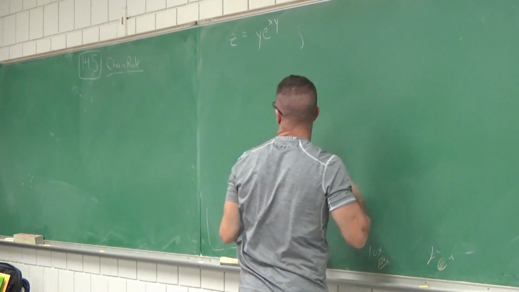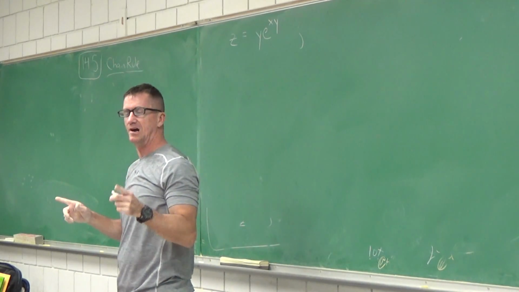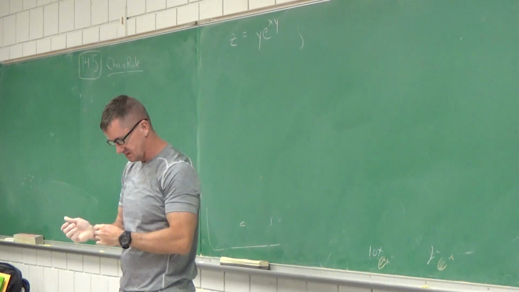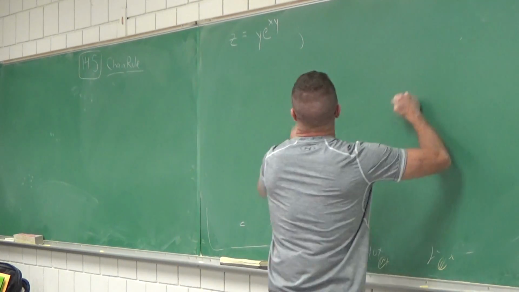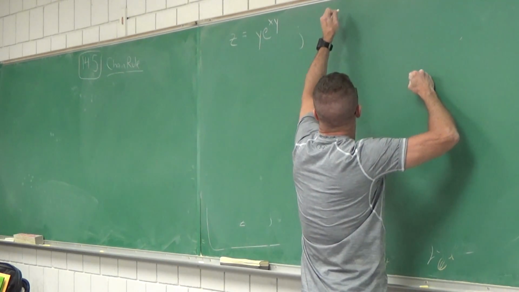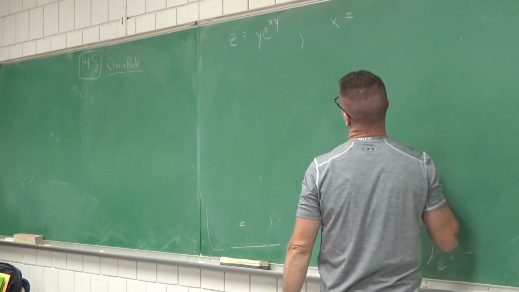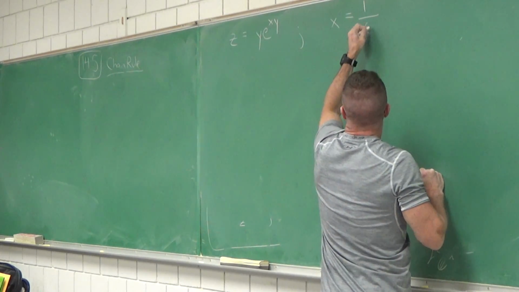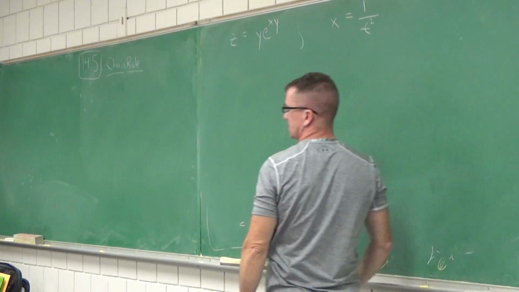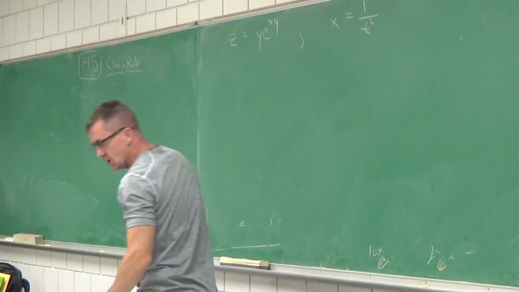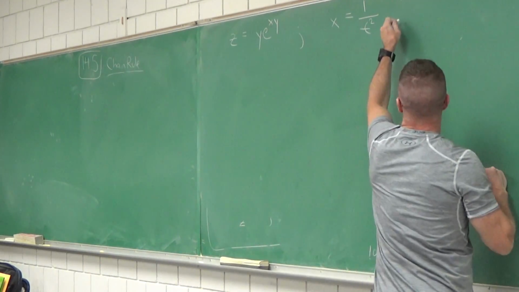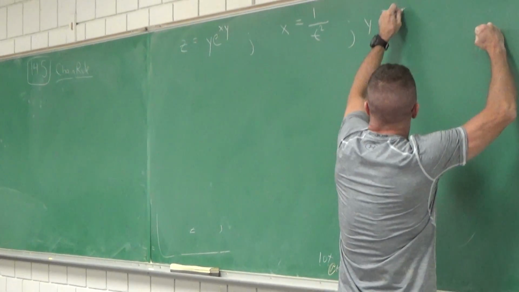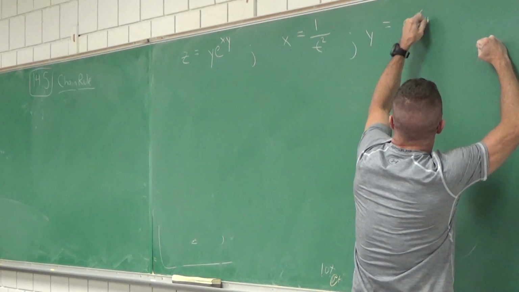Z is a function of x and y, right? This is coming from 14.5. X is a function of t. X is 1 over t squared. Y is also a function of t. Y equals cosine of 4t.